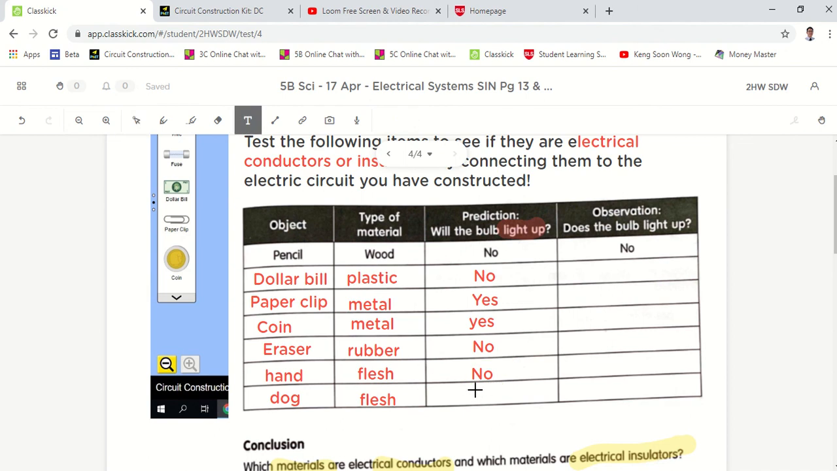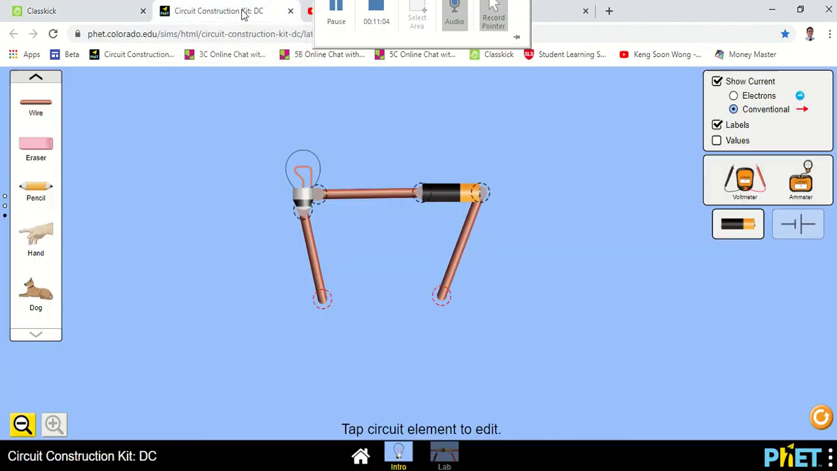So basically it's only the metals here, which is your paperclip and your coin. Okay, so now with that, this is our prediction. Now we're going to try from the dollar bill to the paperclip and so on and so forth. I also want to show you the pencil, and how we connect a pencil, that sometimes it works, sometimes it doesn't work. Okay, so let's go over to the circuit tester. So this is exactly the circuit tester on page 36.